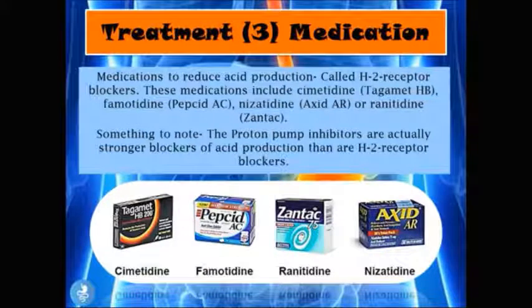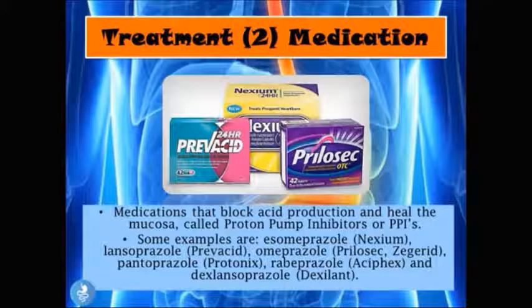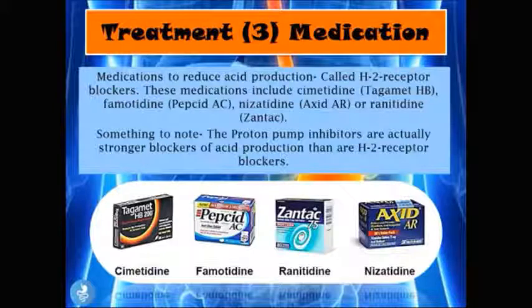Also used to reduce the acid production, we can use the H2 receptor blockers, and these medications include cimetidine, famotidine, nizatidine, or ranitidine. And something to note is that the proton pump inhibitors, the medication that I mentioned before, so let's go back to that slide. These examples again, lansoprazole, omeprazole, esomeprazole, are actually stronger blockers of acid production than the H2 receptor blockers. So they're better at combating the acid problem than these H2 blockers.